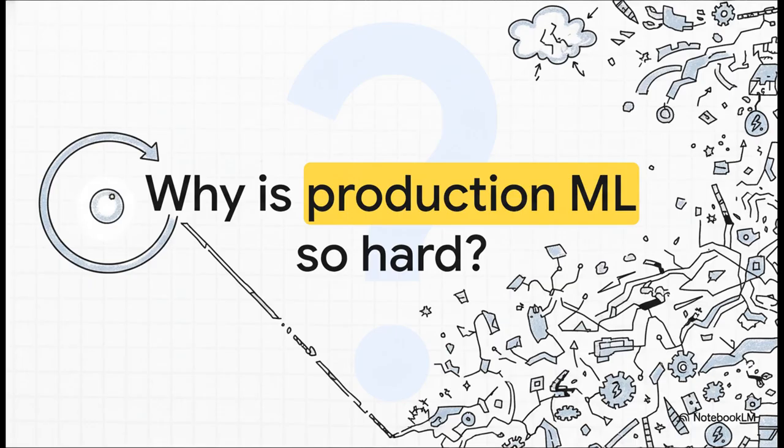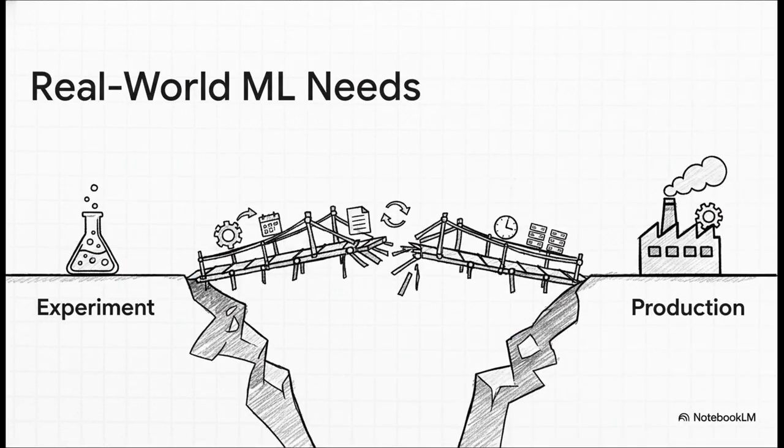That one successful run in your notebook, that's just the tip of the iceberg. The real world throws all sorts of curveballs at you. You need to schedule things, handle random failures, scale up when you get more data. It's just a lot more complex. And this perfectly shows the huge gap between that simple experiment and a real production system.